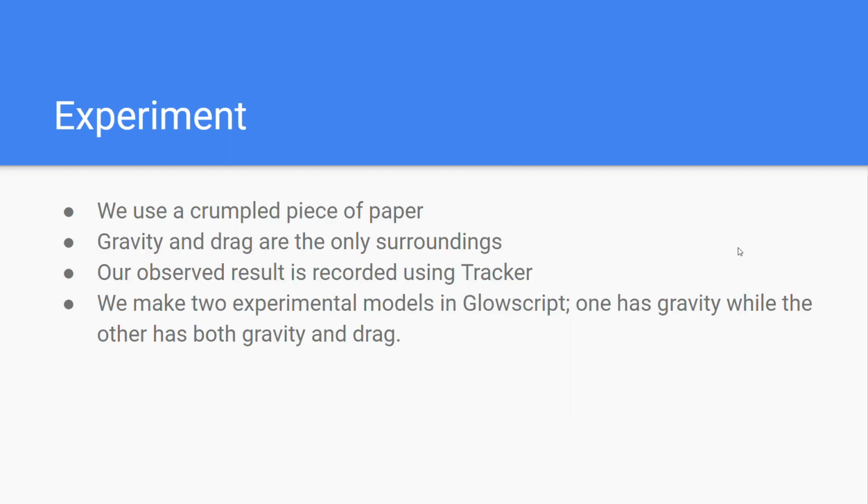So now let me get into the details of the experiment. I'm going to use a crumpled piece of paper, like I already mentioned. Gravity and drag are going to be the only surrounding variables at play here. Our observed result is going to be recorded using Tracker. Now we're going to make two computational models in GlowScript. One will have only the effects of gravity, while the other will have the effects of both gravity and drag. That's essentially the experiment we're doing here. That's the difference.